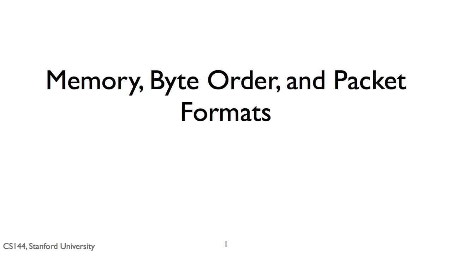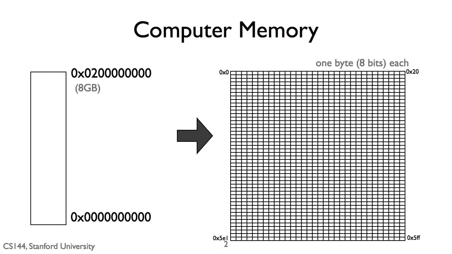Similarly, when a computer receives a message, the networking card puts that message in memory, which the software can then access. Understanding how this works and some of the pitfalls you can encounter is important if you want to understand network protocols and write network protocol software. So let's start with a simple model of computer memory.